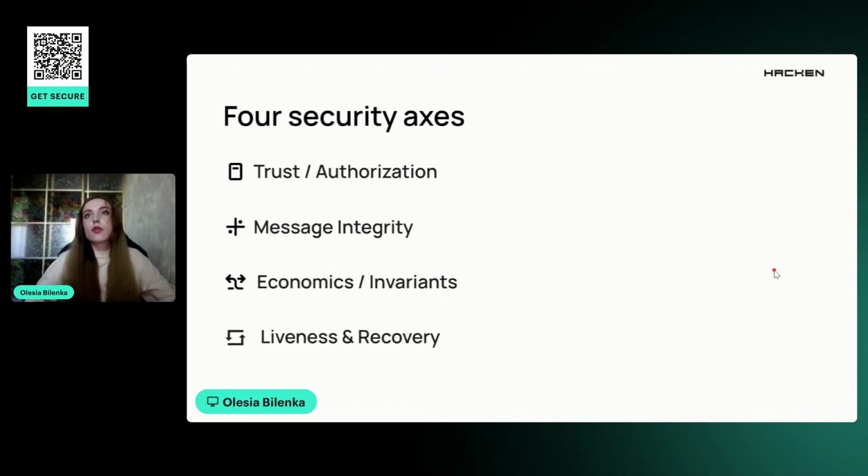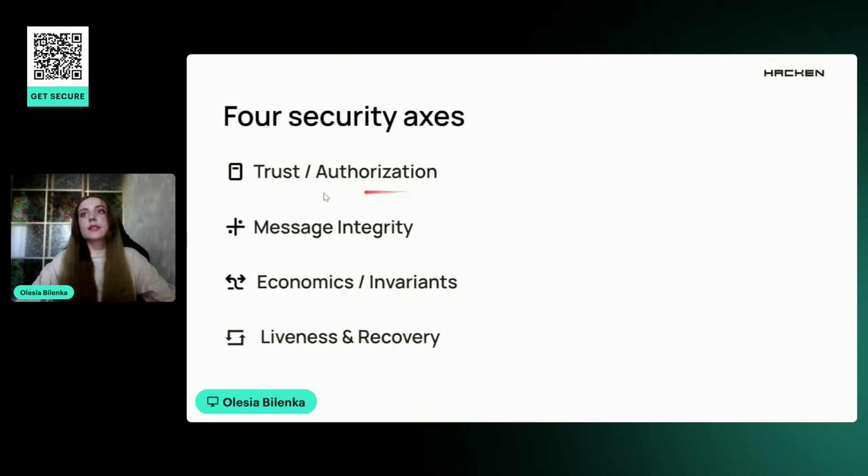This is the audit framework we will use today. We will not just list random vulnerabilities for bridges. We will break bridge security into 4 layers, and this framework works for each bridge type. The first axis is trust and authorization. This is about who is allowed to mint or release assets and how that authority is proven. This includes signature verification, validator sets, and threshold logic.